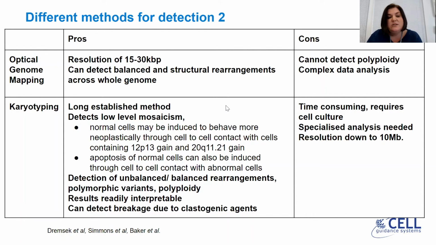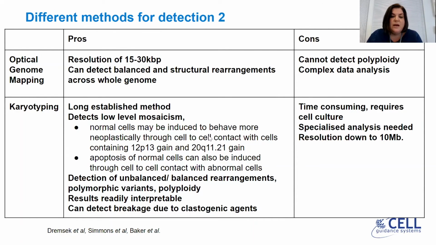The main advantage of karyotyping is that it can detect very low level mosaicism down to 1 in 20 cells. And detection of mosaicism is actually really important because it's been published in the literature that normal cells can be induced to behave more neoplastically through cell-to-cell contact with cells that have gain of either 12p or 20q.